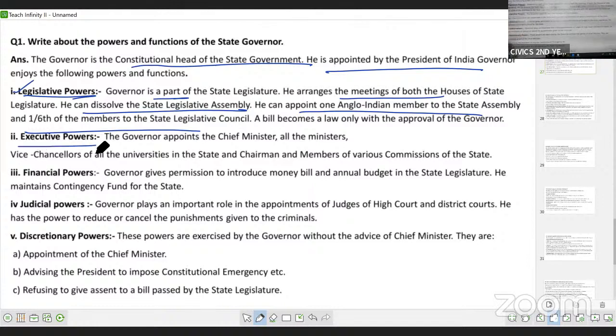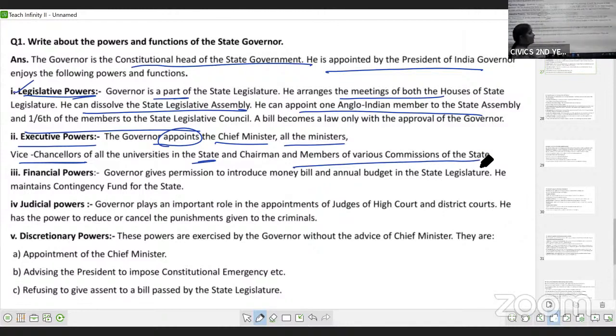Then executive power. Under executive power, governor, he makes some appointments. To whom does he appoint? He appoints the chief minister and all his ministers. He appoints the heads of the universities. We call them vice chancellors of the universities in the state, and chairmen and members of various commissions of the state, like state election commission, state finance commission, state public service commission. The members and the chairmen are appointed by the governor. So under executive powers, he is making all the appointments.